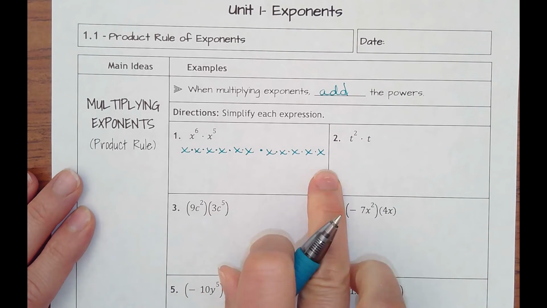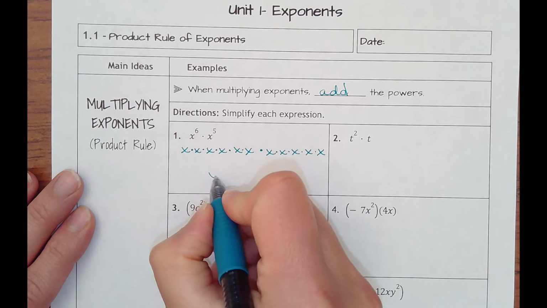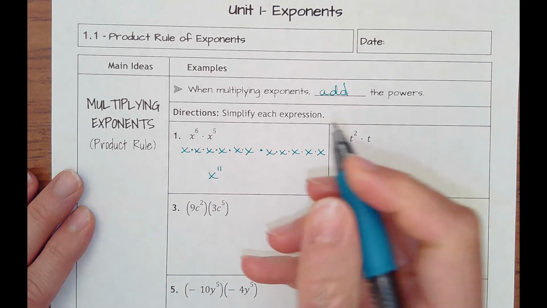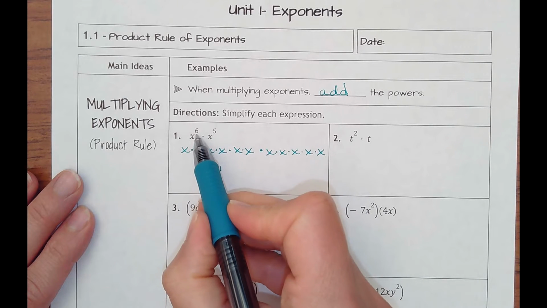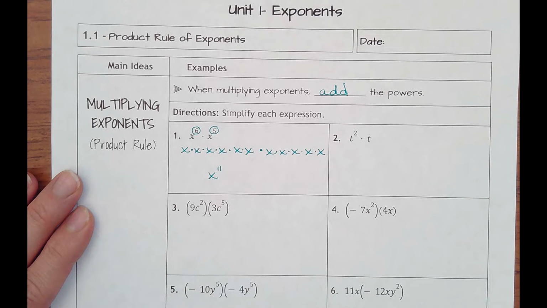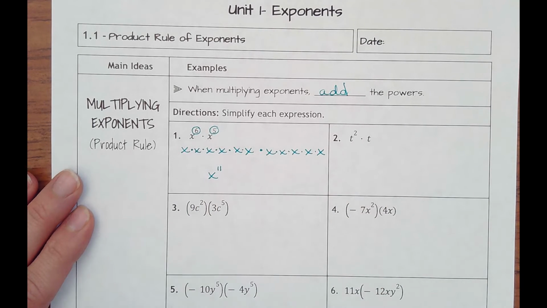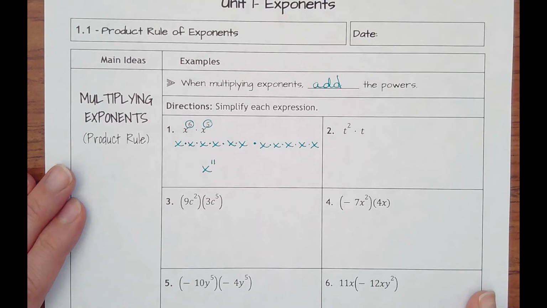So without counting them out, I bet you could figure out how many x's are getting multiplied together. Well, it would be 11, because really what I'm doing is I'm adding the powers of 6 and 5. So when I'm multiplying exponents, you're really adding the powers because exponents are repeated multiplication.